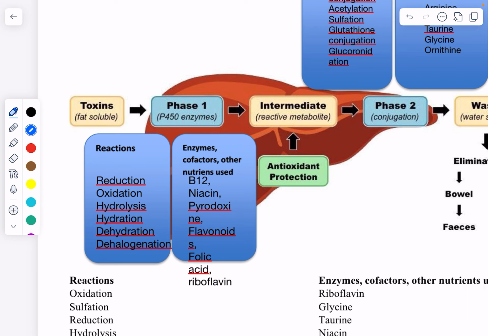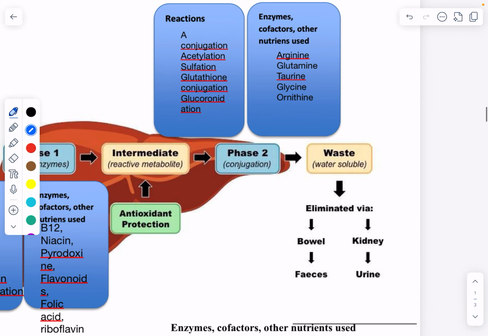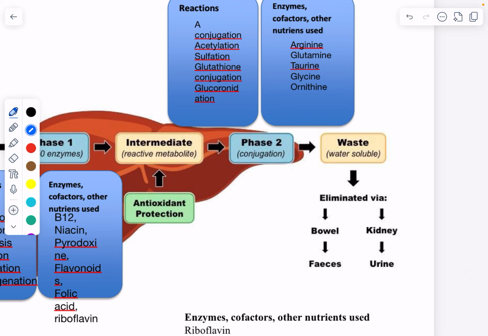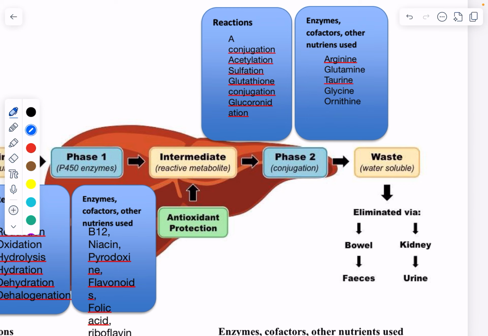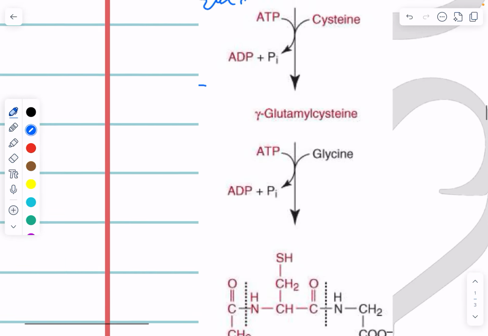So this is just purely theoretical and nothing so interesting. But right now, we made this toxin a bit more water soluble. The next step is we conjugate it with the last groups. So it could be sulfation, conjugation, acetylation, and then we make it the most water soluble form possible, so we could excrete it through the kidney and urine. For example, the amino acids which could be used are glutamine, taurine, glycine, ornithine, and arginine.